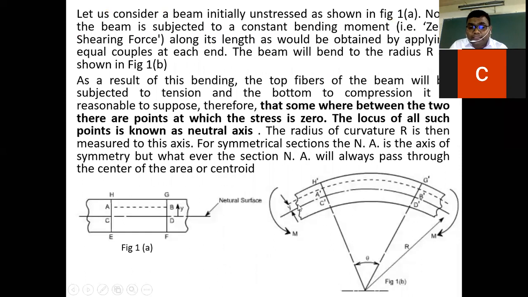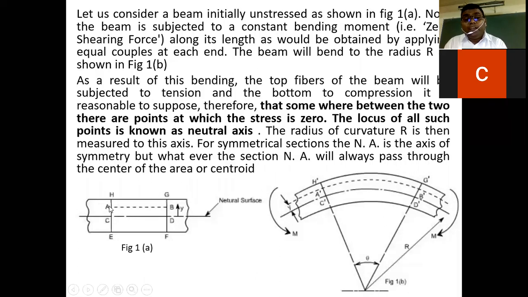So what happened, a bending is developed inside this element also. Now AB becomes A dash B dash, HG becomes H dash G dash, and this element CD becomes C dash D dash. So before, the beam is like this. When you apply a couple, it bends like this. Every filament will be bent accordingly. So the new position is like this.